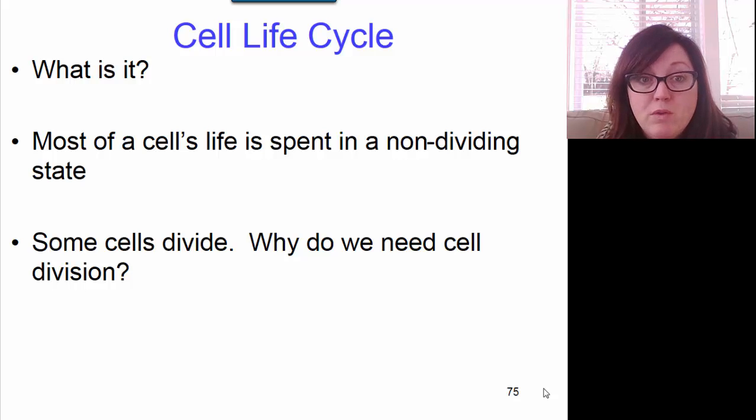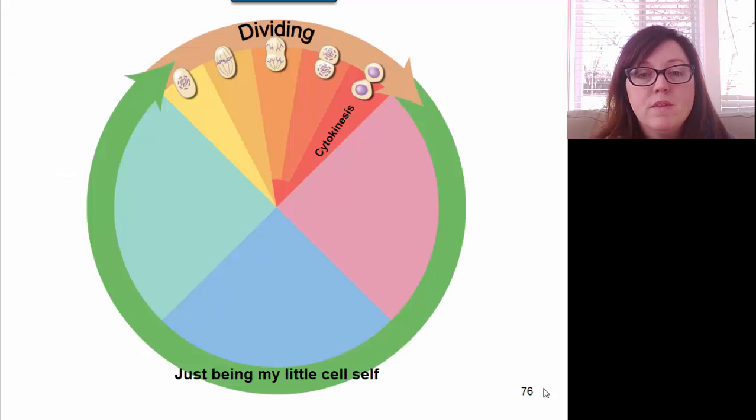So maybe you came up with growth, right? It's one of the ways that we're able to grow physically larger, right? That's why babies are smaller than adults, because adults have more cells, right? Or maybe you came up with repair, right? We need to replace dead and dying cells. So the cell division helps with that too.